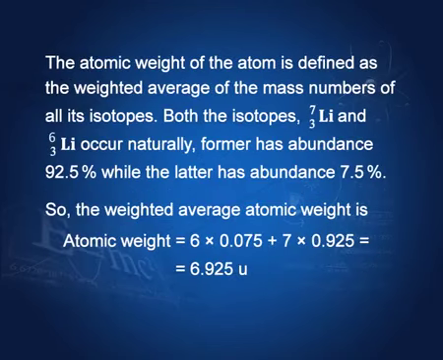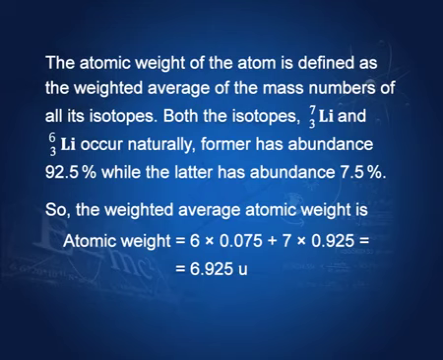The atomic weight of an atom is defined as the weighted average of the mass numbers of all its isotopes. Both the isotopes lithium 7 and lithium 6 occur naturally. The former, lithium 7, has an abundance of 92.5%, while the latter, lithium 6, has an abundance of 7.5%. Now, if you average them, the atomic weight becomes 6 into 0.075 plus 7 into 0.925.